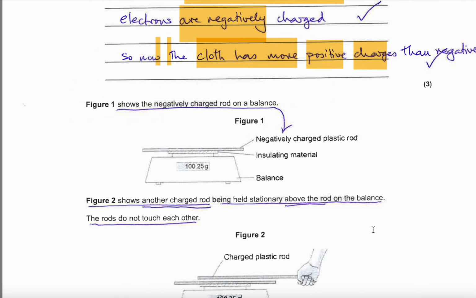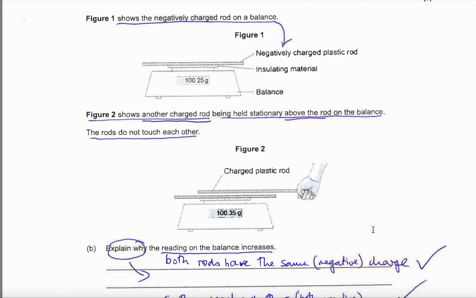And then it says figure 1 shows the negatively charged rod is put on a balance. It's reading 100.25. They then bring another charged rod close to it, hold it close to the first rod, which is on the balance, and you notice it goes from 100.25 to 100.35. It says explain why the reading increases.